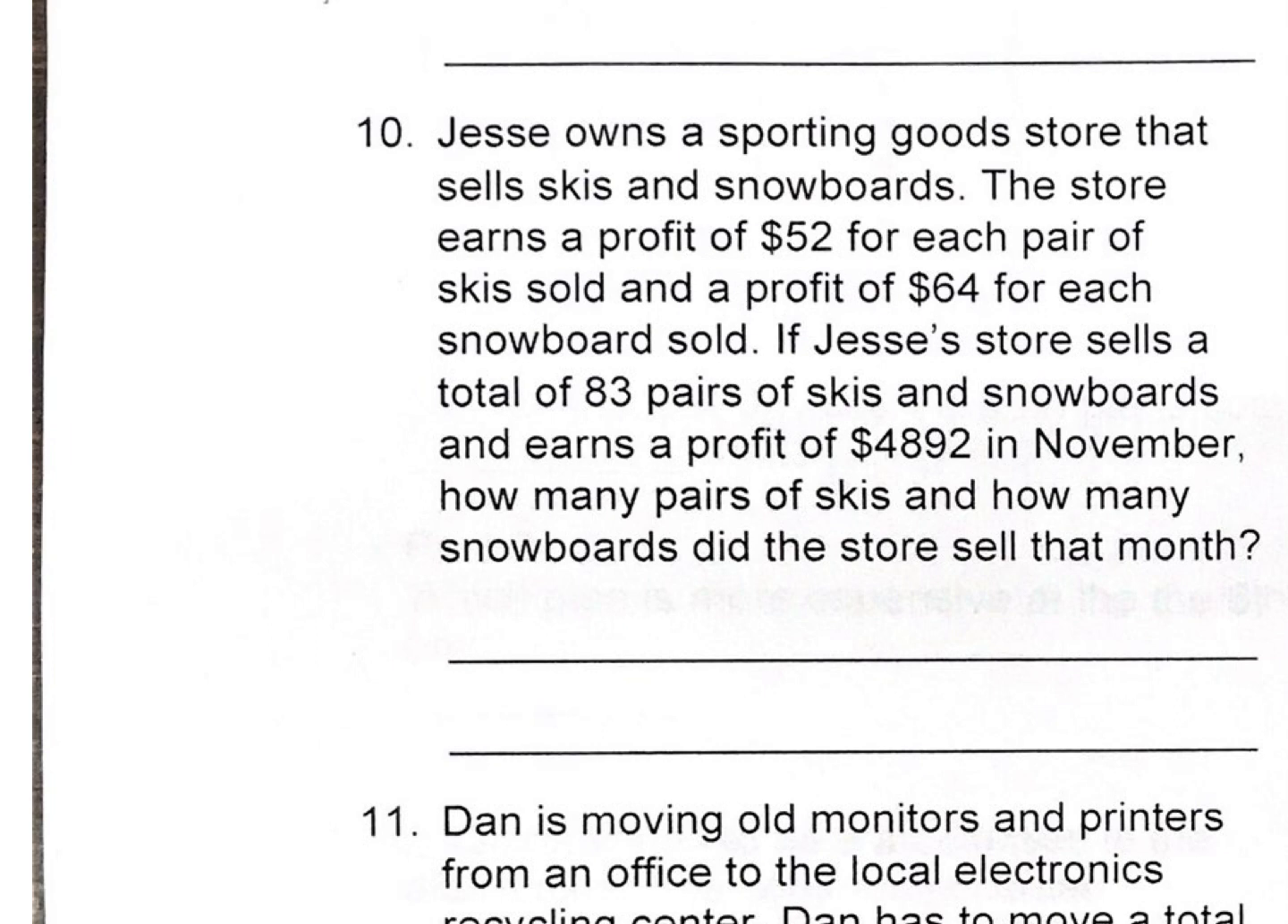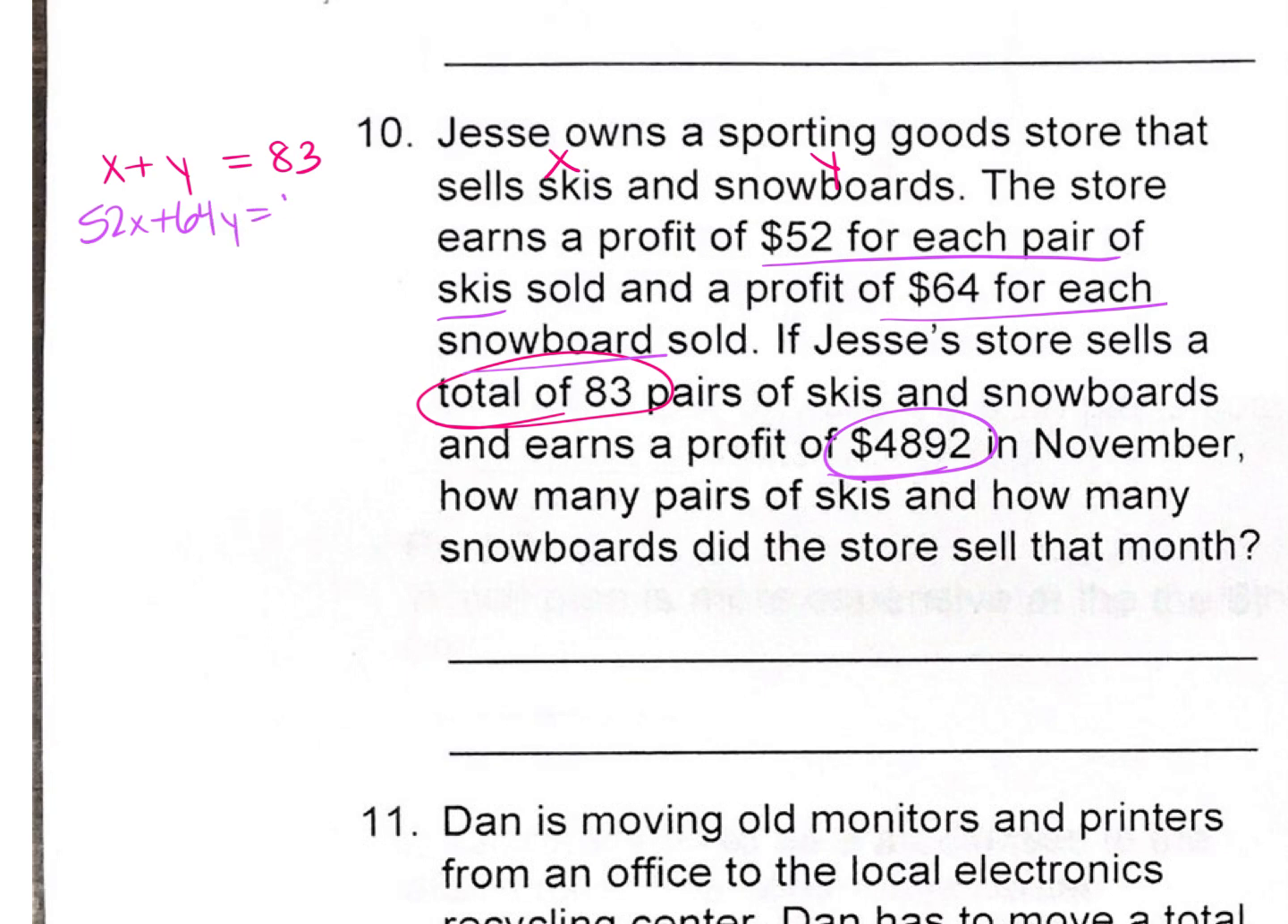So I'm going to call the skis X and I'm going to call the snowboards Y. And I know that there were a total of 83 pairs, so I can say, well, X plus Y is 83. I also know that it's a profit of $4,892, 52 for the skis, so 52X, and 64 for the snowboards, so add 64 times Y, and we get the profit, 4,892. So now I just want to solve this system for both X and Y, so it doesn't really matter what order we solve it in.